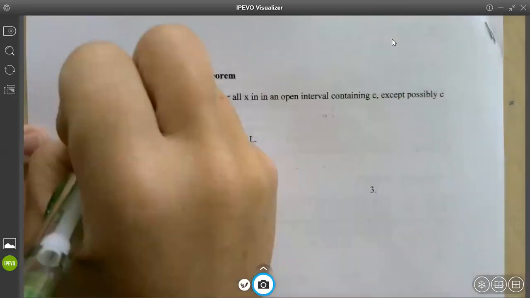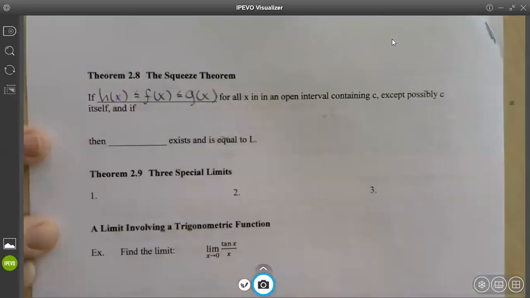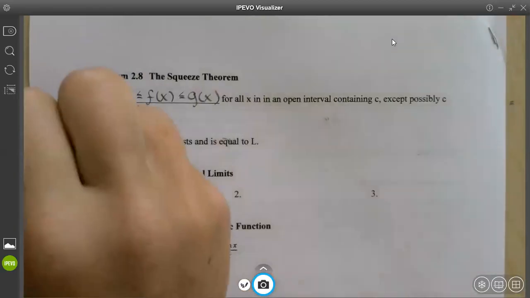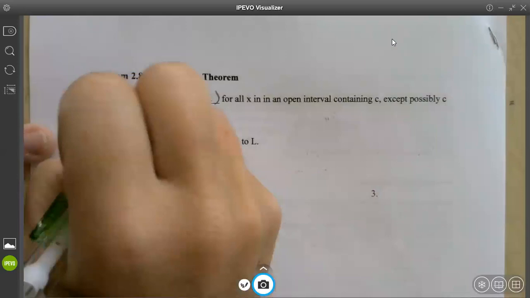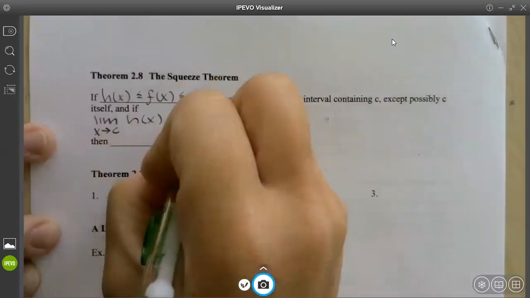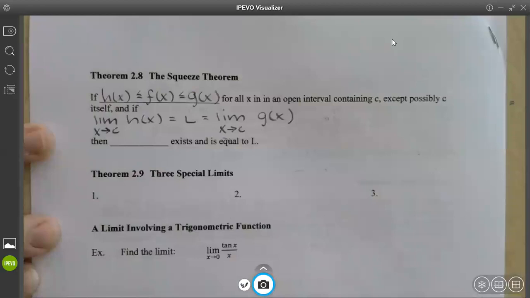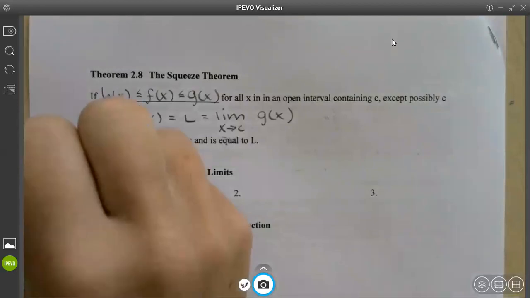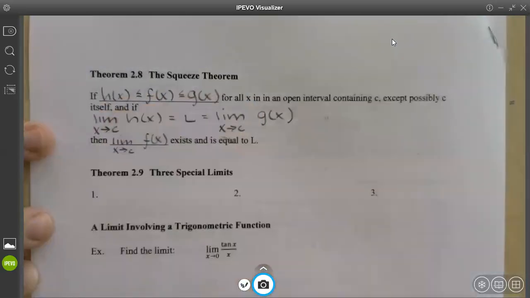If h of x is less than or equal to f of x less than or equal to g of x for all x in an open interval containing c except possibly c itself, and if the limit as x approaches c of h of x equals L, which is also equal to the limit as x approaches c of g of x, then the limit as x approaches c of f of x exists and is equal to L. It's just saying if they're all equal, they're all equal.